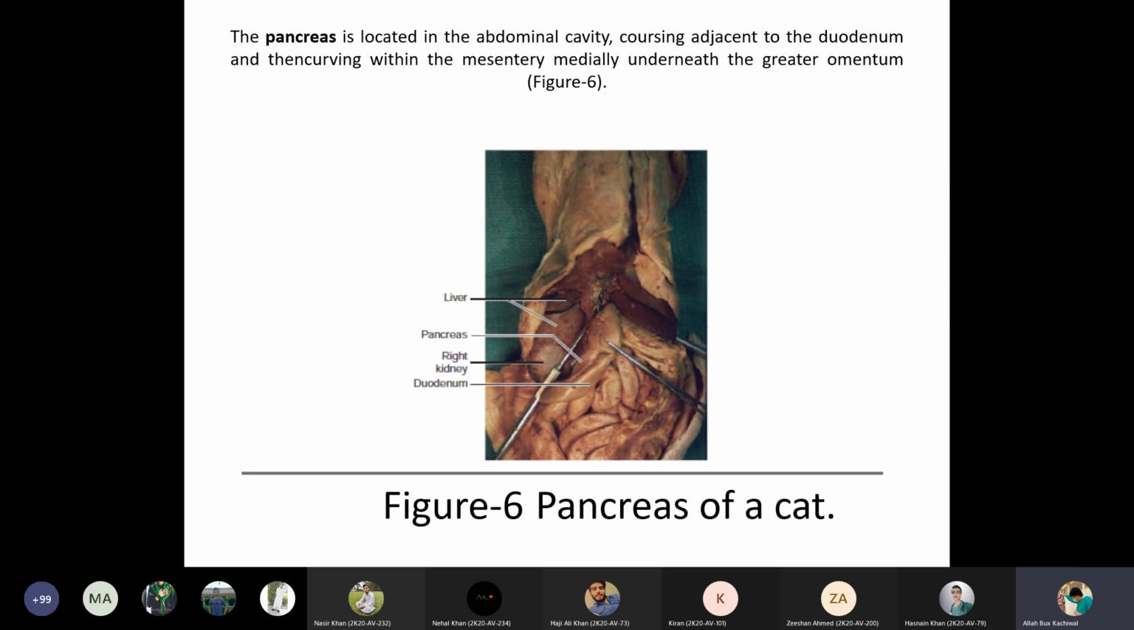If you see that the duodenum is very near to the spleen, whereas it is medially located with the mesentery, and it is curving to the duodenum, and this is very near to the greater omentum.